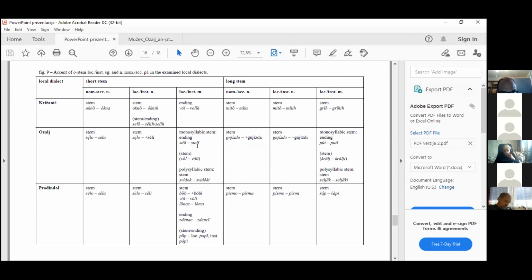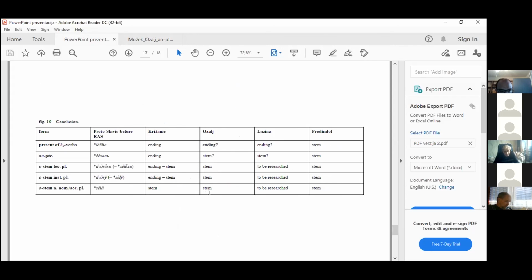And as for the accent of the O stems case forms, to finish quickly, all data seems to point in Ozalj for original northern type accent on the stem, as cases of accent on the suffix when compared with Tuscany and Lazina are easily shown to be secondary. And our conclusion is, so in nouns, we see clear type 1 or northern accent in Ozalj, while in verbs, we are not sure yet, because the B2 verbs probably point to southern accent, while N participles might point to stem accent if Sutkan is not an analogy.